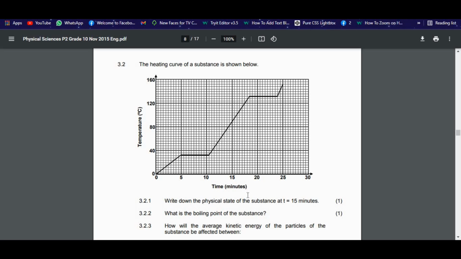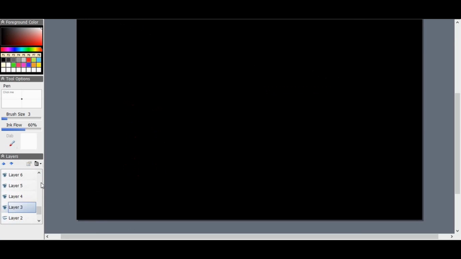Okay, cool. 3.2.1, write down the physical state of the substance at 15 minutes. Well, at 15 minutes, let's see, there's still a phase change happening here. So I think it's a liquid. So I'm going to write that down.